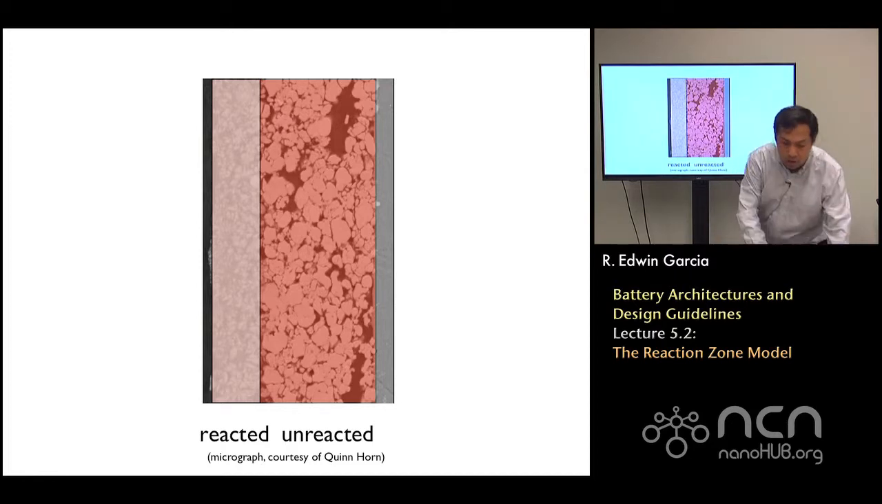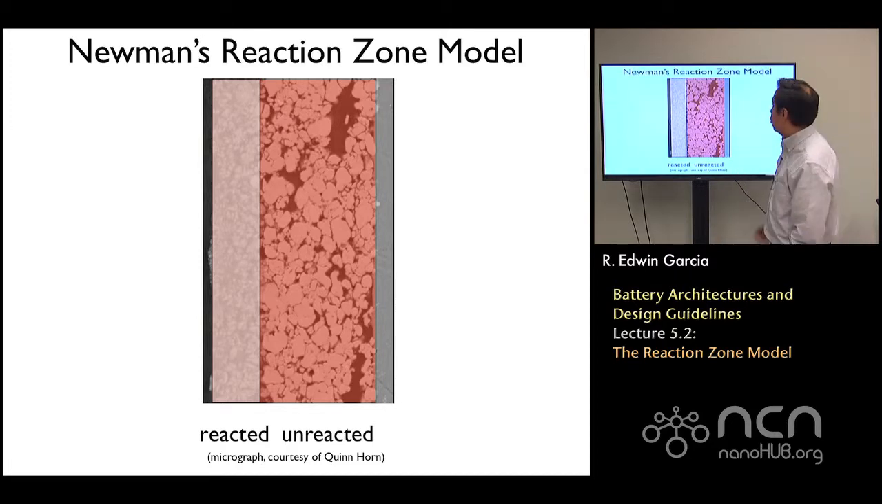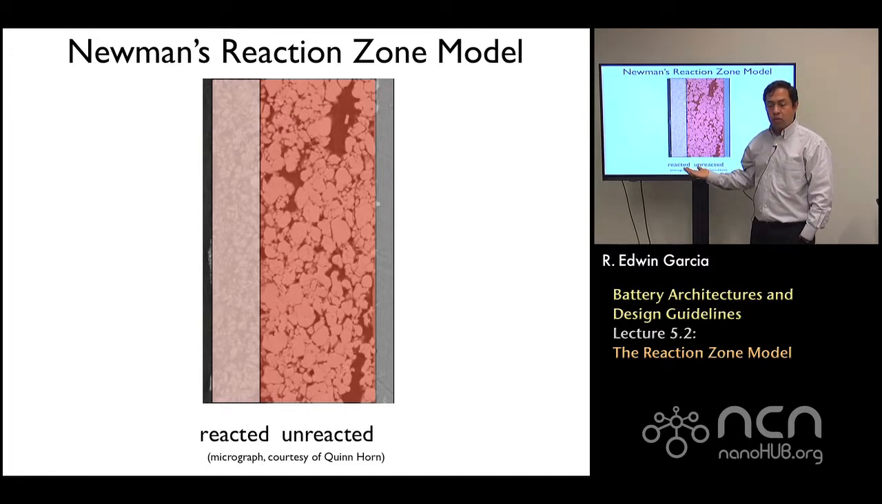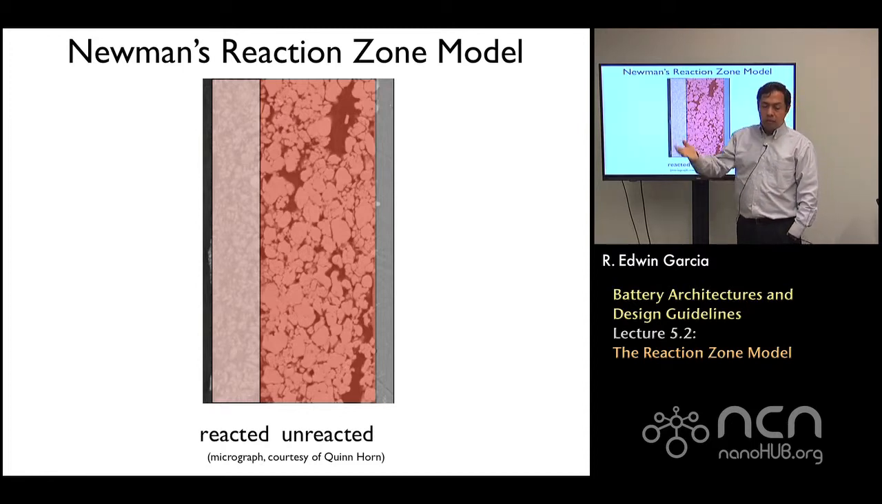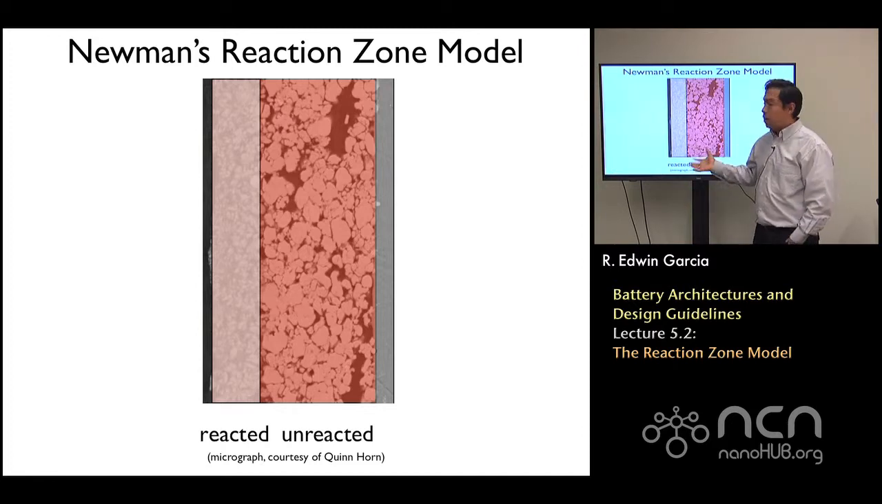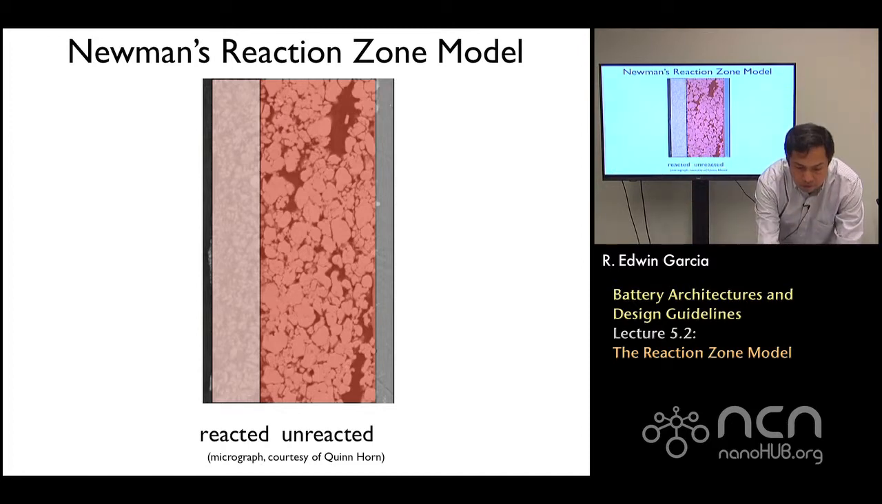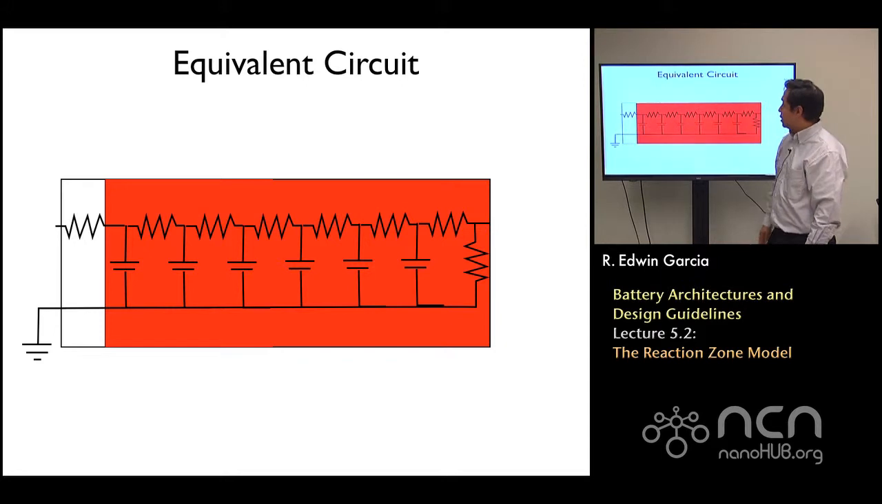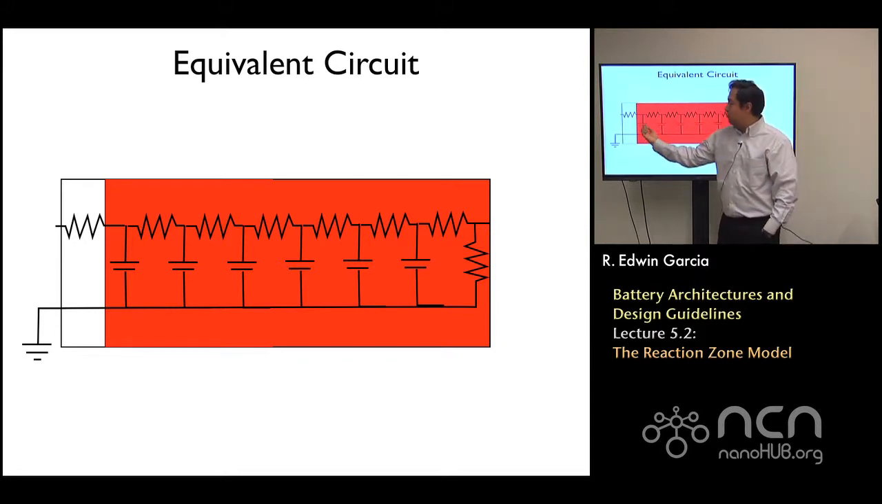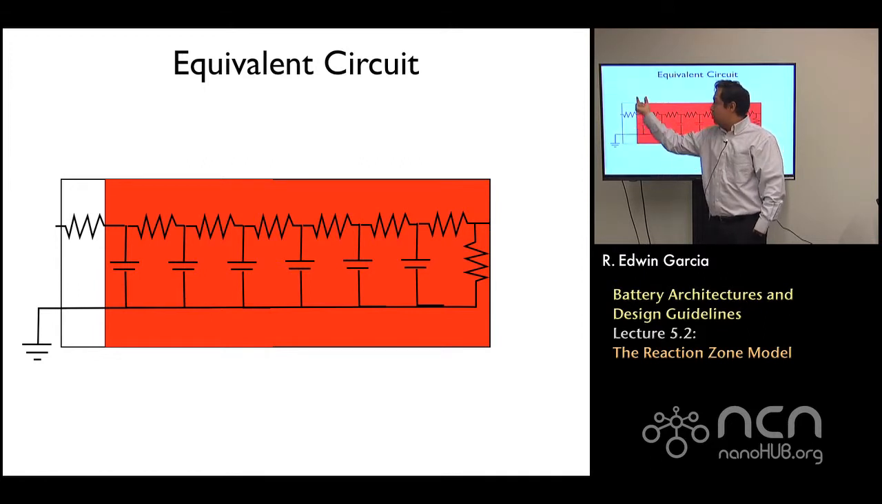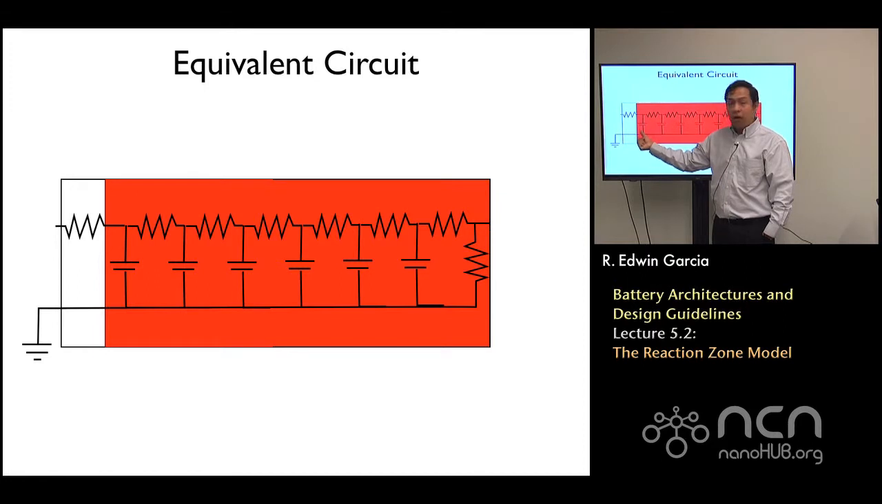Now, this model is referred to as Newman's reaction zone model. You can think of it as trying to resolve the microstructure, or instead, just like Newman did, you can think of the equivalent circuit of the system. In this case, you can think of a charged cell as a set of little capacitors, right? Each sliver of battery material is a place where you can store that charge.